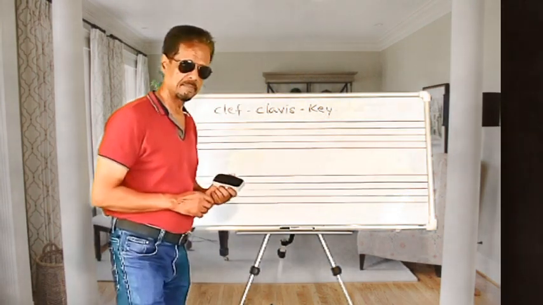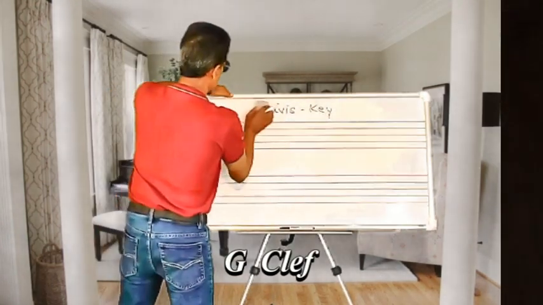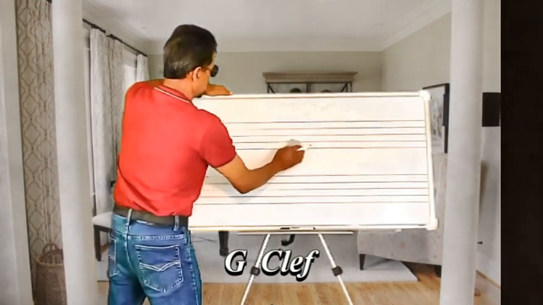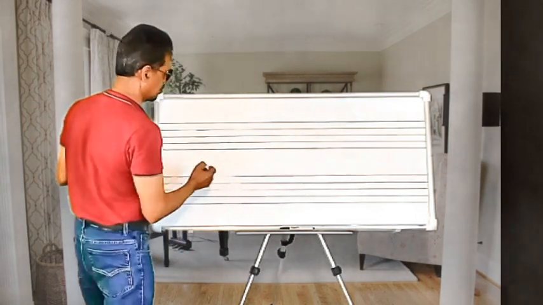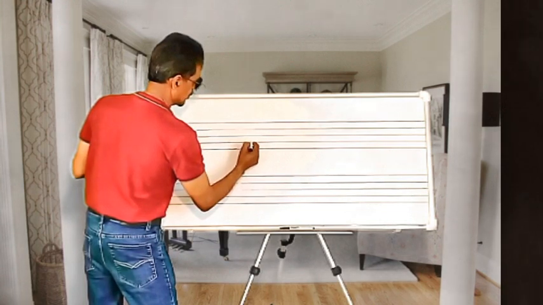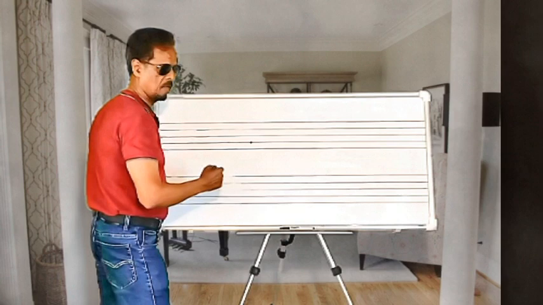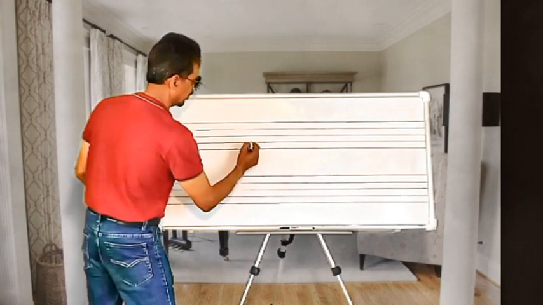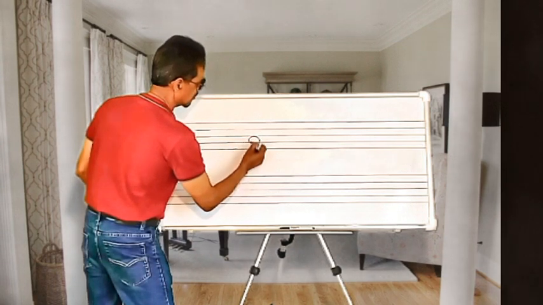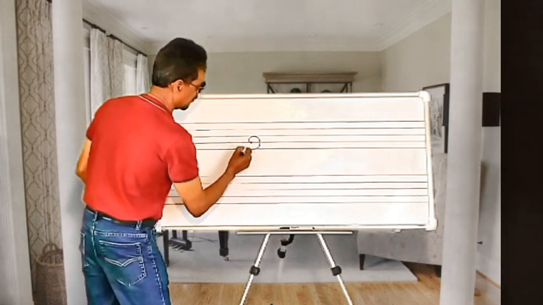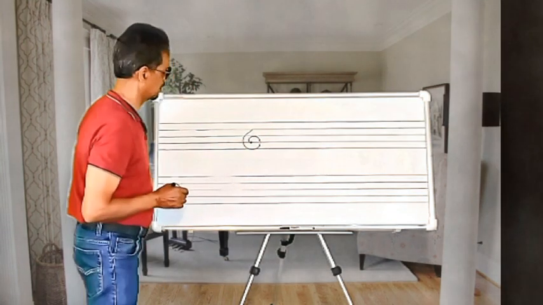The first clef, the sign, how to write the sign for the first clef. So you start on the second line here. You make a coil like a mosquito incense. You go clockwise. You touch the third line. You go down. You touch the first line. You go up to the 4th line.